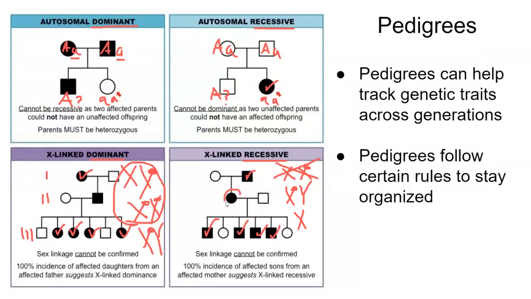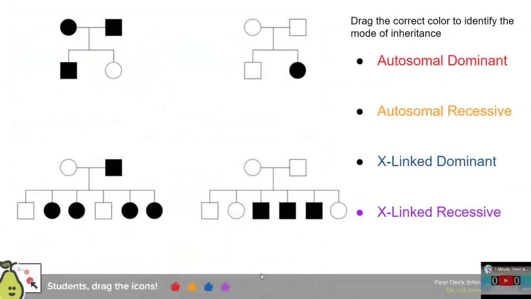If a female were to express it, such as this female, I know that she would have to have a double dose or double recessive, which is why so many of her sons are affected. In fact, I can almost certainly assume that this daughter and this daughter are carriers of this disorder. So if I were to match these, I would say this one is dominant, this one is recessive, this one is X dominant, and this one is X recessive, because so many males are affected here and so many females are affected here.